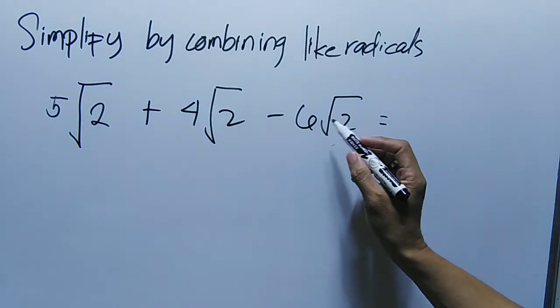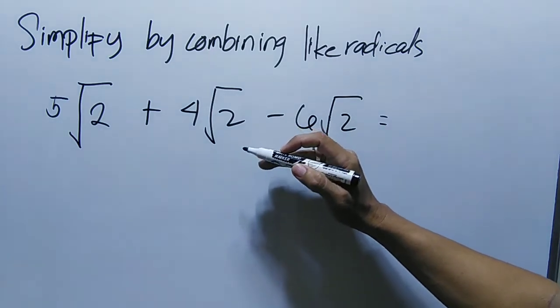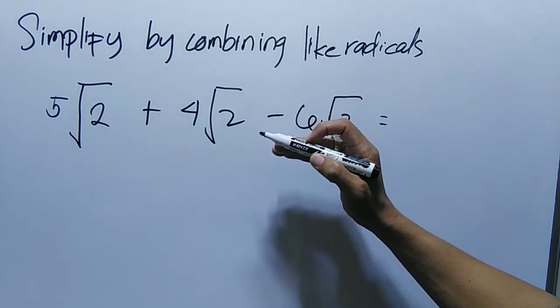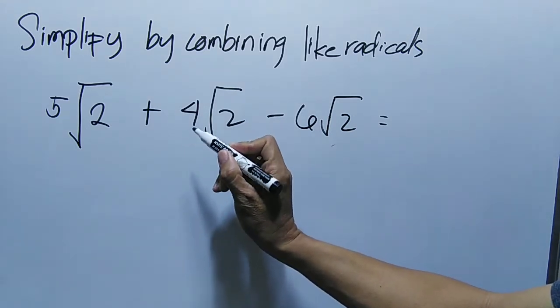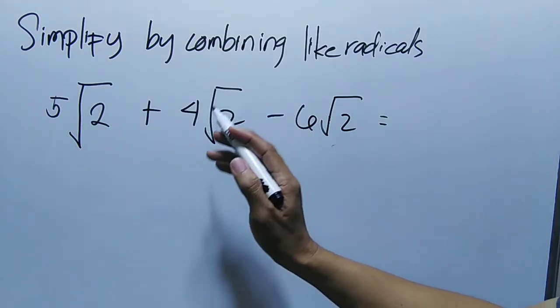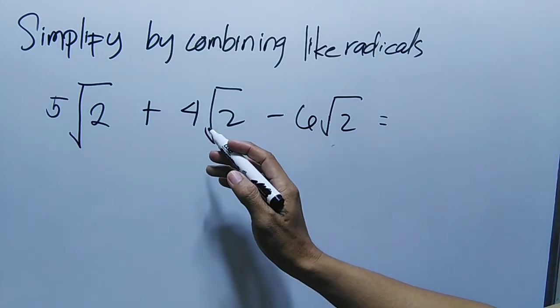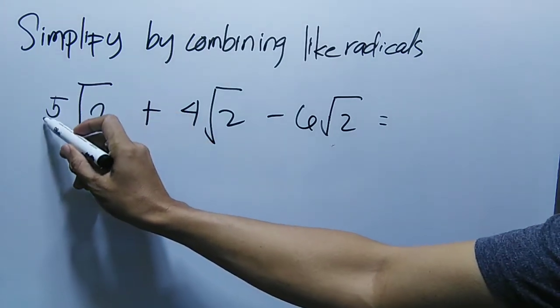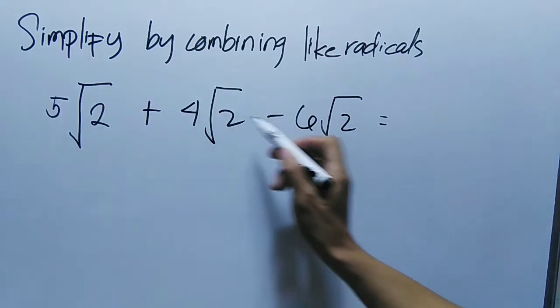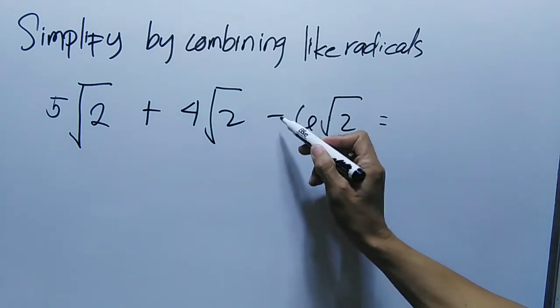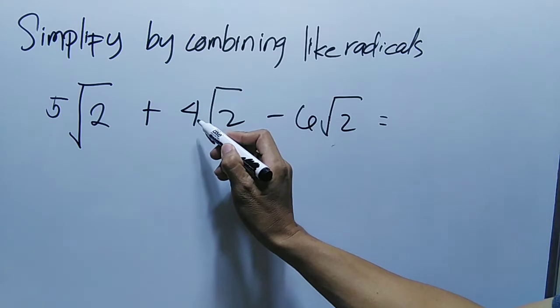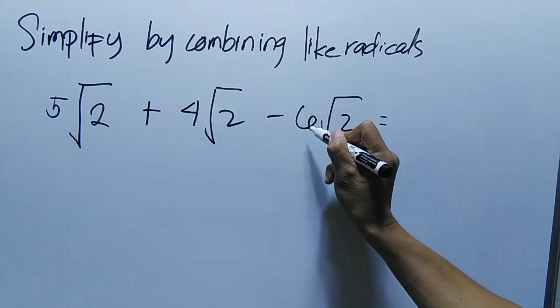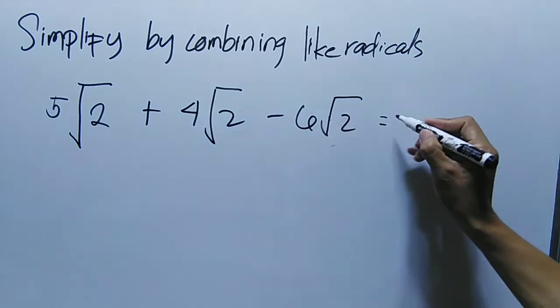Okay? So, this expression is a like radicals or similar radicals. Therefore, pwede natin silang i-combine. So, yung i-combine natin dito or ang i-add natin dito is yung kanilang coefficient, which is 5, 4, and negative 6 or minus 6. So, 5 plus 4, that is 9, minus 6, so 3.